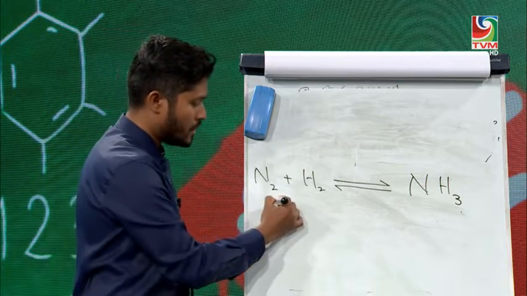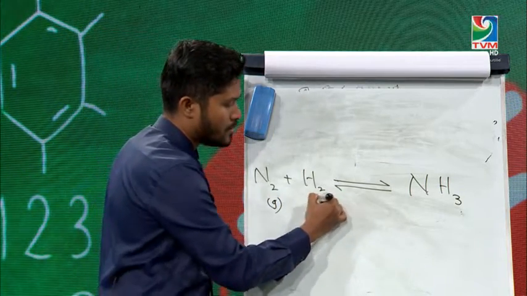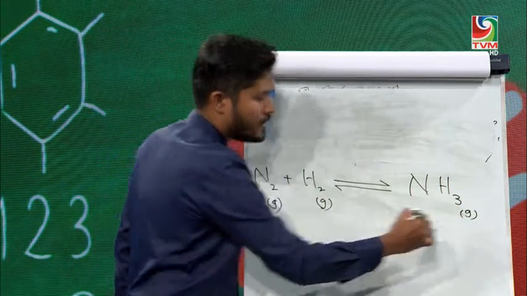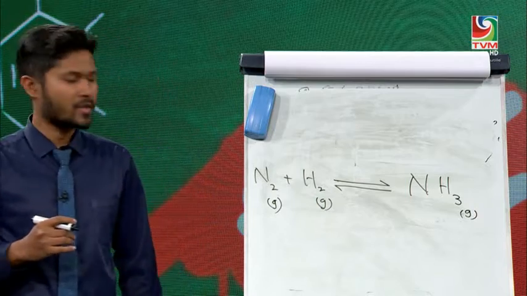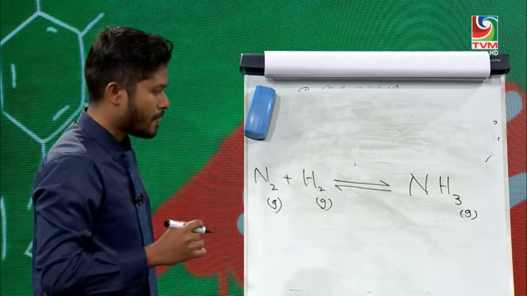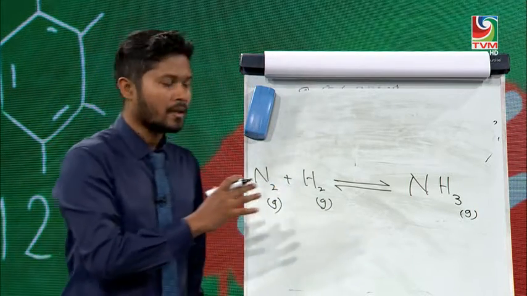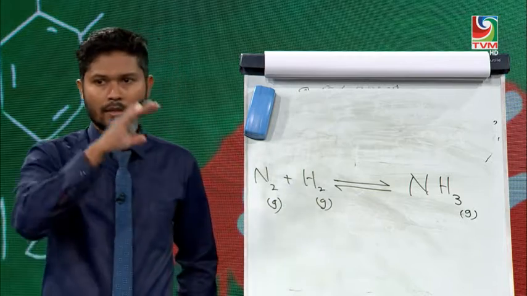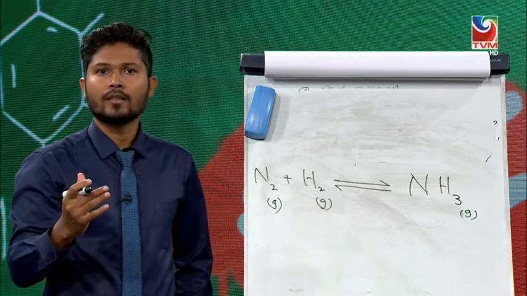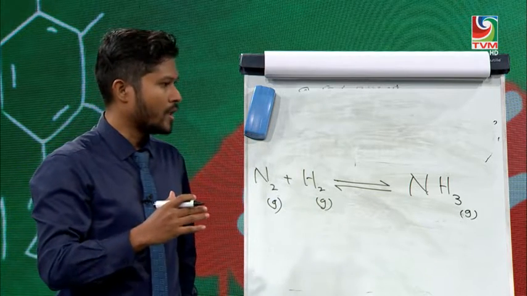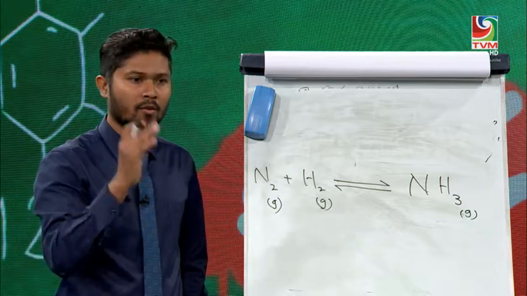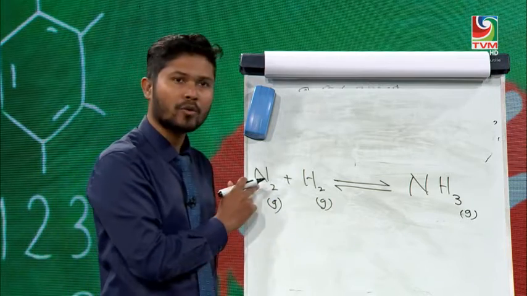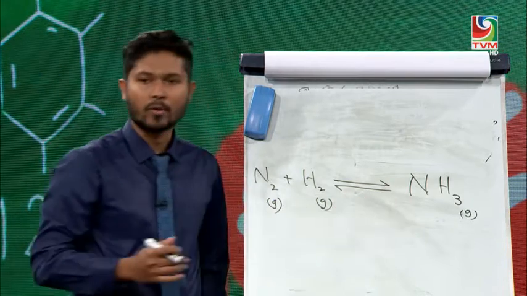Now, all these substances are gases at room temperature and pressure. So they can exist in a closed container, where you will not know whether the container contains more nitrogen or more ammonia.